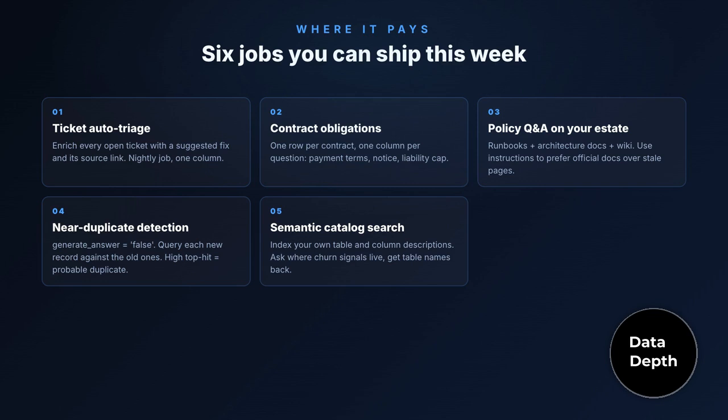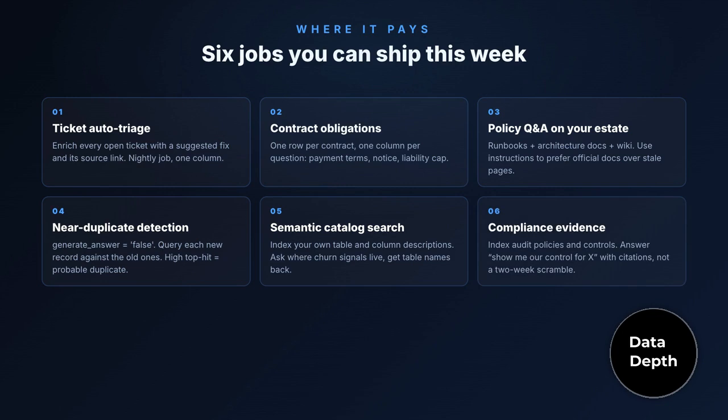Semantic search over your own data catalog. Index your table and column descriptions. Then ask where the churn signals live and get real table names back. And compliance evidence. So an audit request becomes a query instead of a 2-week scramble.